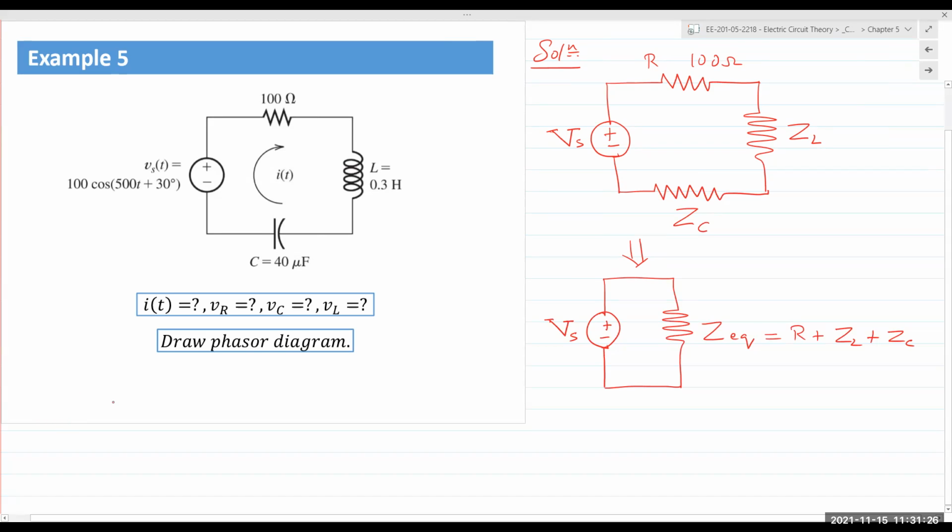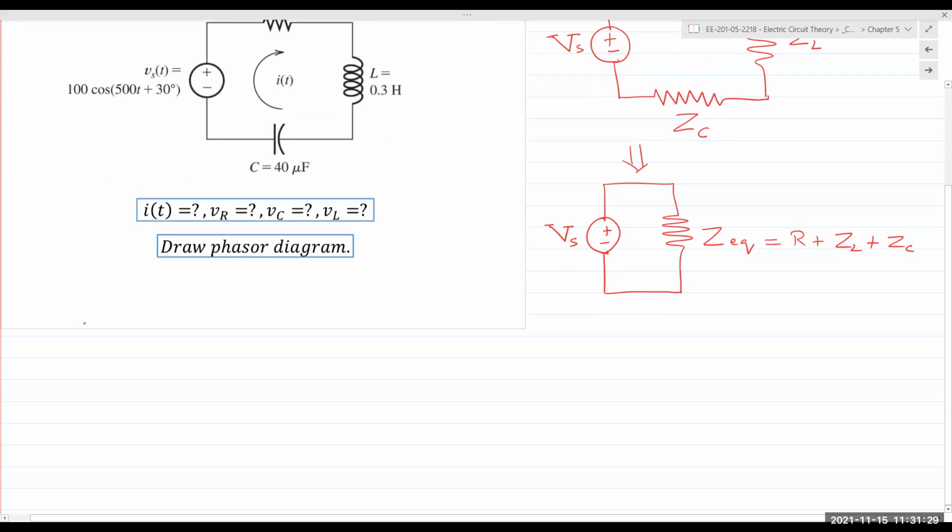First step, extract as much information as we can. When we equate Vs of t with the standard expression for a sinusoidal waveform, I can obtain the magnitude Vm, which is 100 volts. I can obtain omega, which is 500 radians per second. And I can obtain the phase theta, which is 30 degrees. And the phasor for Vs is simply magnitude 100 and phase angle 30 degrees.